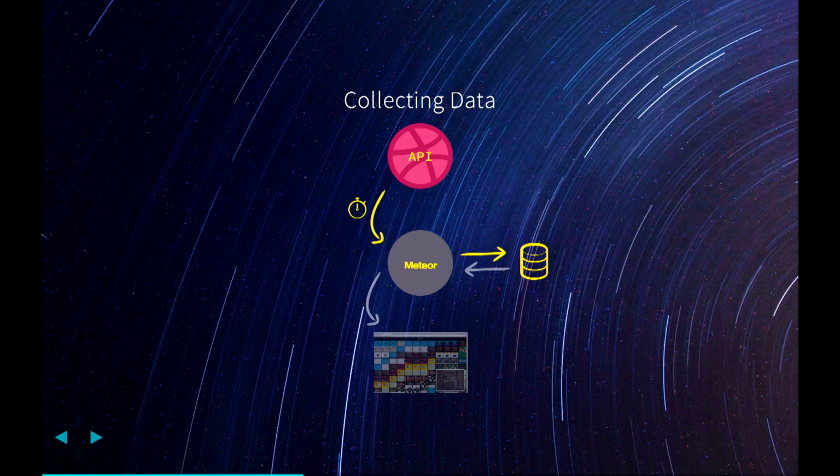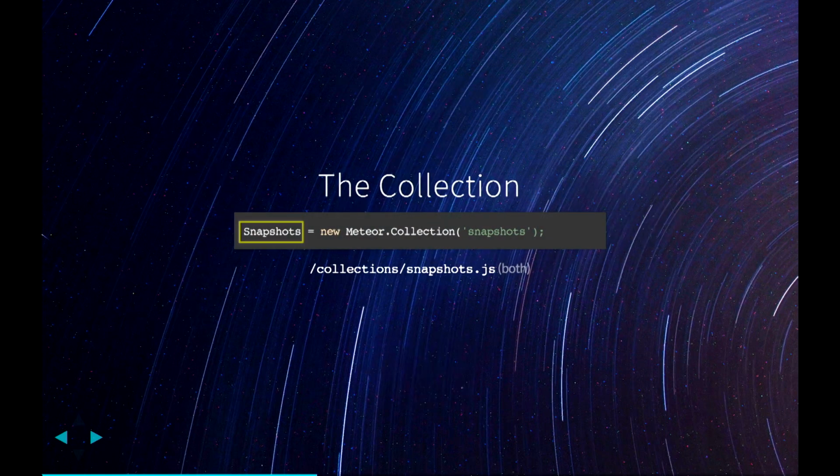OK, so the next step will be collecting data. So taking data from the Dribbble API and inserting it in our database. To do this, we'll declare a collection. So that's what the syntax looks like. Snapshots equals new Meteor collection. And then the argument we pass here will be the name of the collection inside our MongoDB database. By the way, you'll notice this file lives in the collections directory. So like I said, it's going to be included in both the server and the client. And that's pretty cool because this means both will have access to our data.